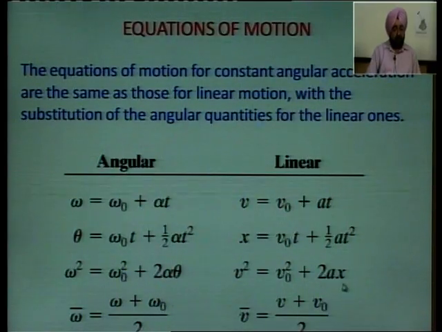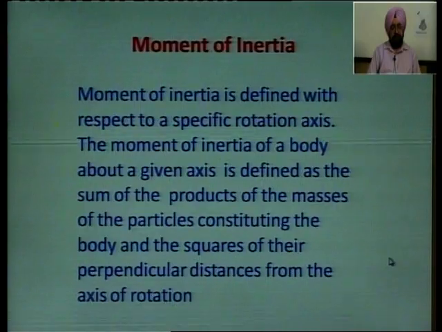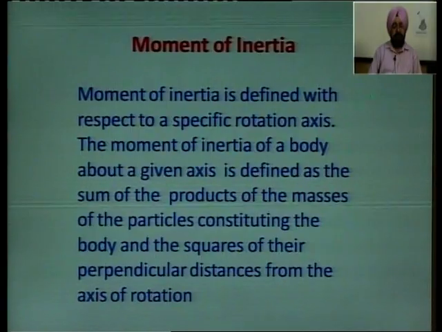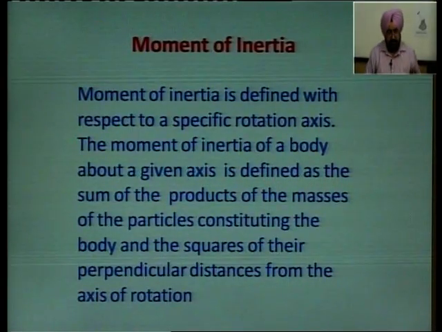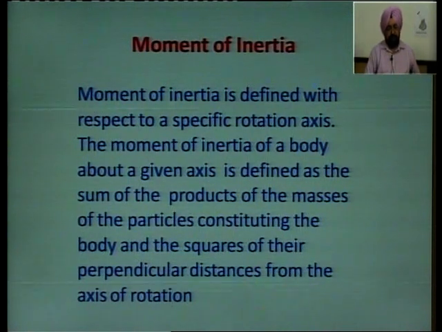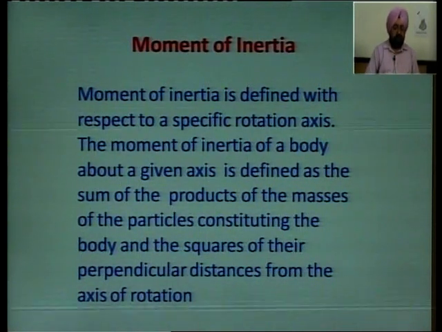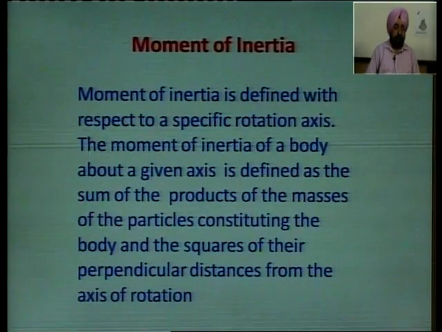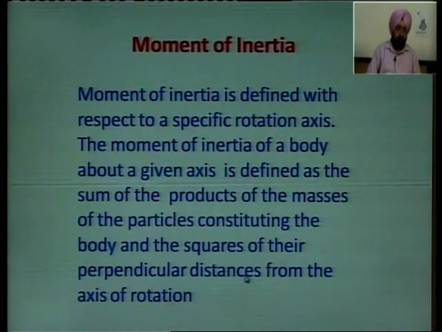V square equal to v naught square plus 2 a x takes the form in rotational motion as omega square equal to omega naught square plus 2 alpha theta. Now, what is moment of inertia? You have studied about inertia in the case of translational motion. Inertia is what? The resistance that a body provides to change its state of rest or of uniform motion.